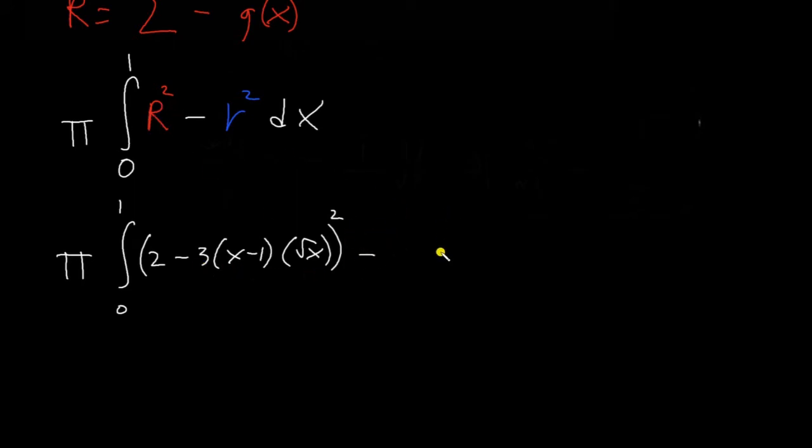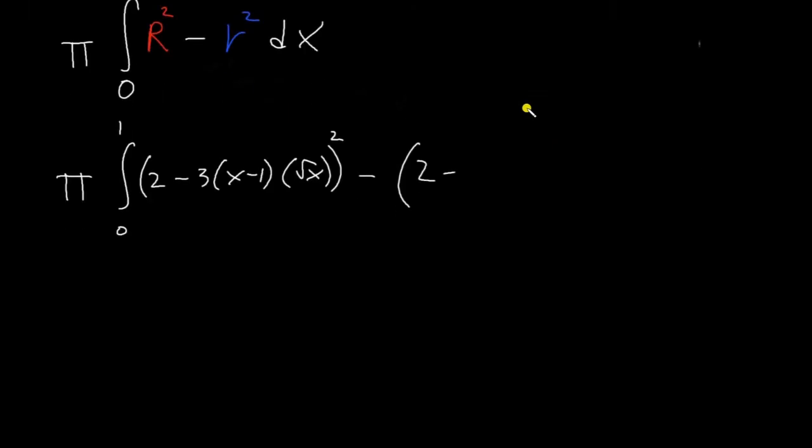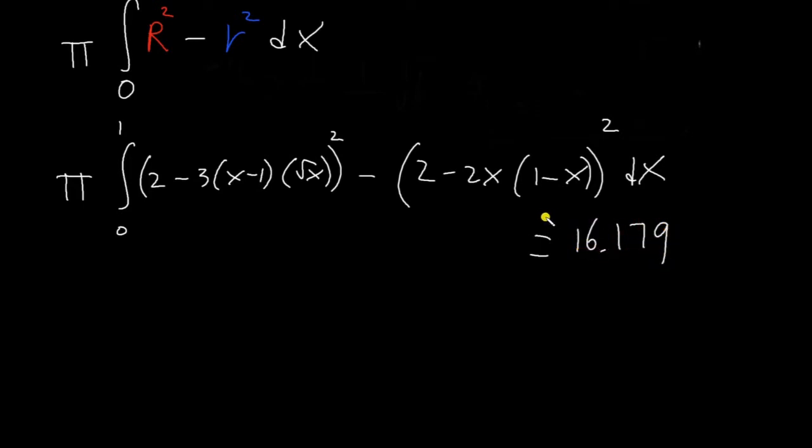And then from that, we're subtracting little r squared. So 2 minus f of x, which is 2x times 1 minus x squared. So this is pi times the integral from 0 to 1 of big R squared minus little r squared. That's just this formula. We plugged in our values of big R and little r, and then dx. So if you put this in your calculator, you would get that it is equal to 16.179.